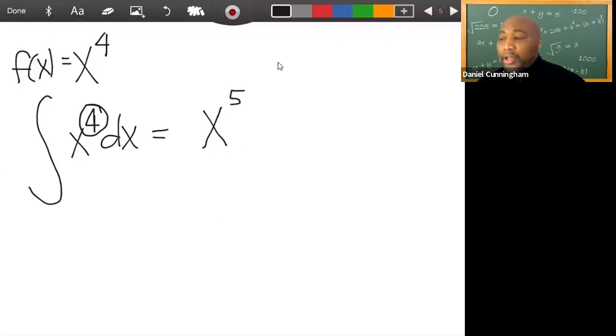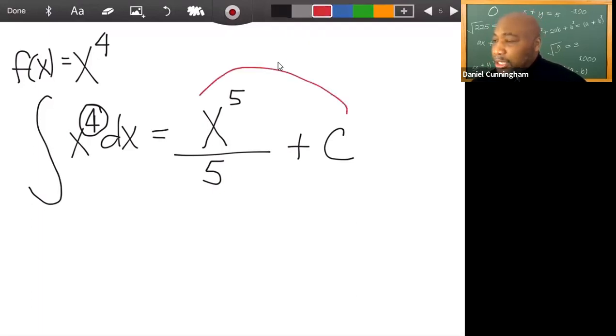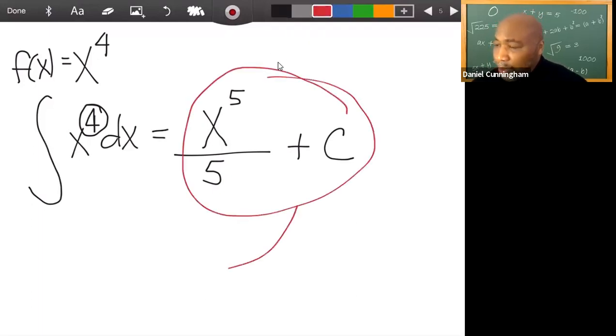So it'll be x to the 5th divided by n plus 1. Again, 4 plus 1 is 5. Then you say plus c. This is the answer to this problem. Again, if you take the derivative of this, it will give you what we have inside the integrand. And these are indefinite integrals because we're adding plus c.